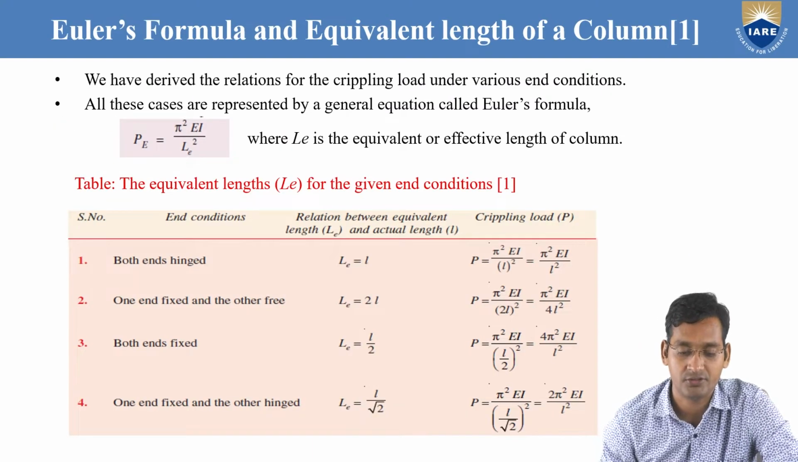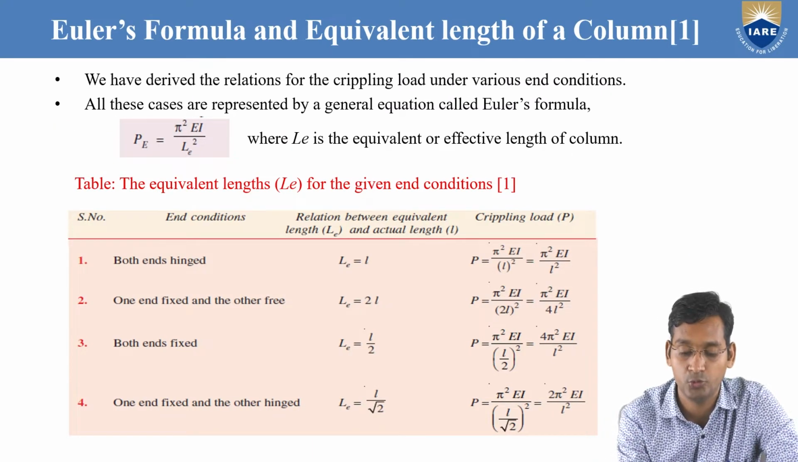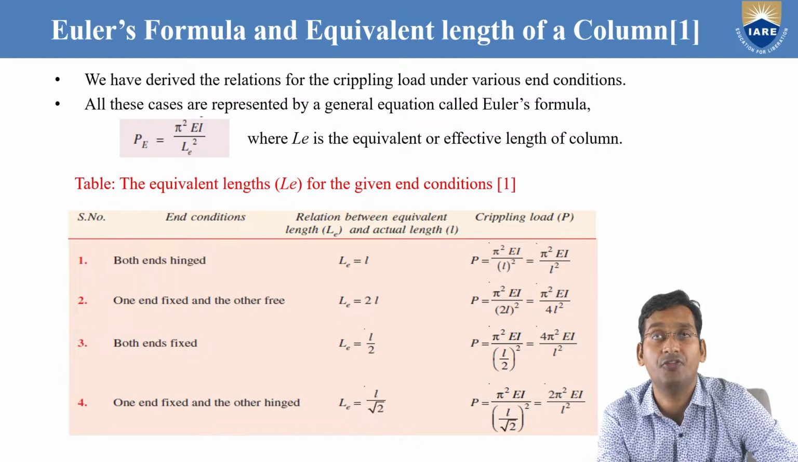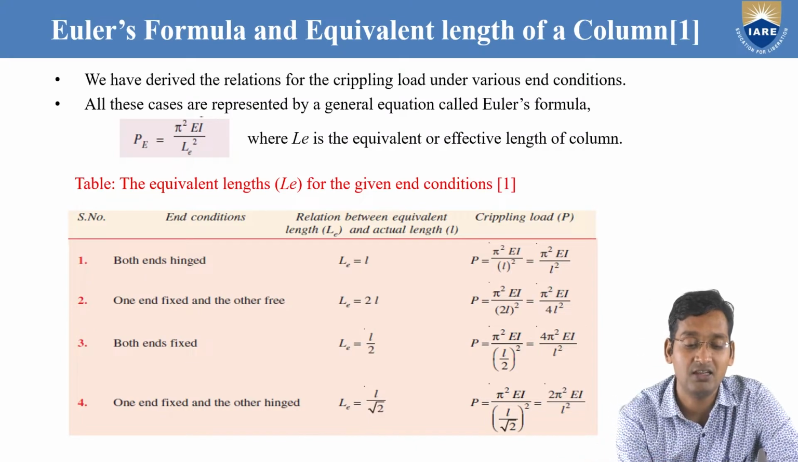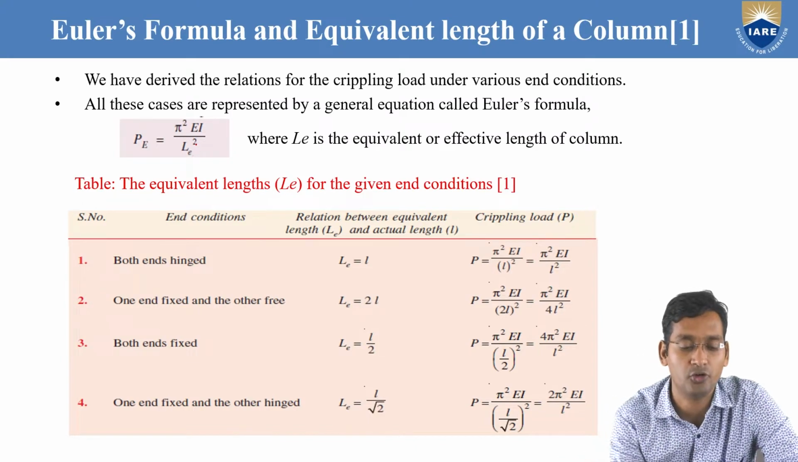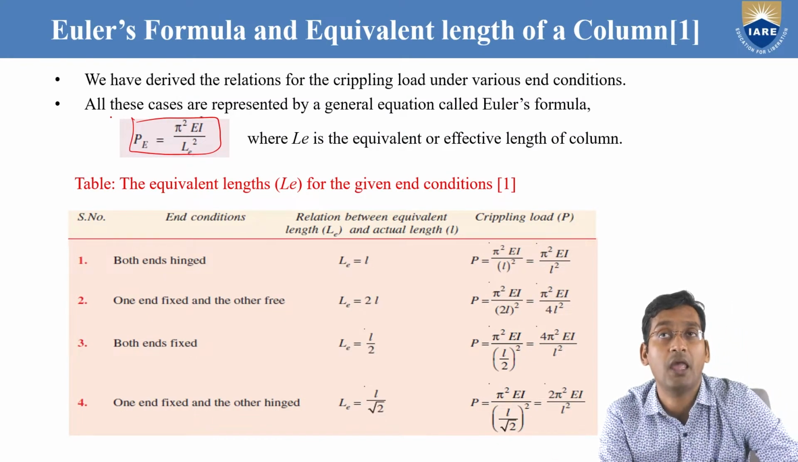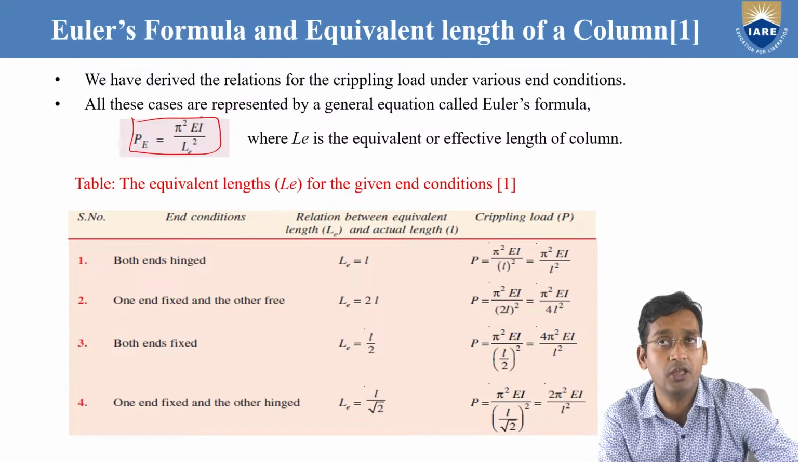Okay, next, just see why that time I told you and wrote L by 2 in terms of that one. So just see here, Euler's formula and equivalent length of a column. The same L will get replaced by L equivalent. Now this Euler formula is applicable for all end conditions with LE values, where LE is the equivalent or effective length of the column.